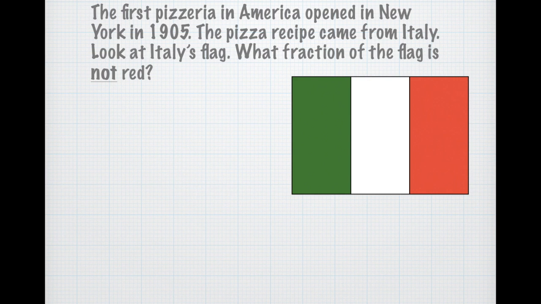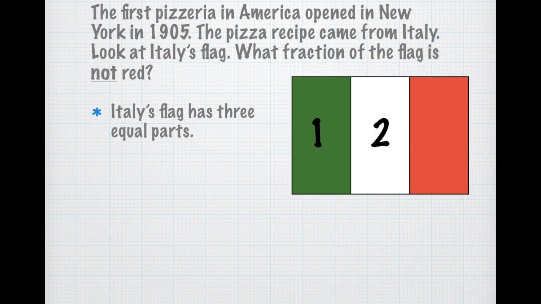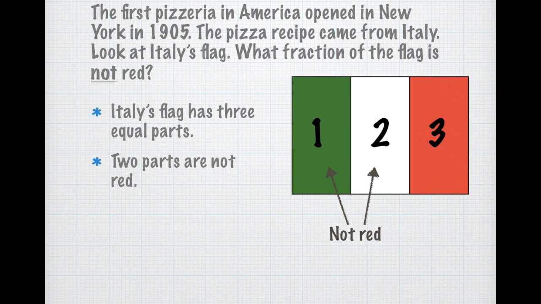So if we look at the flag, we can see that Italy's flag has 3 equal parts. 1, 2, 3. And we want to find the fraction of the flag that is not red. And I see that 2 parts are not red. There's a green part and a white part. And since it's asking about what is not red, my numerator should be the number of parts that are not red. So there's 2 parts that are not red. So that number goes on top.